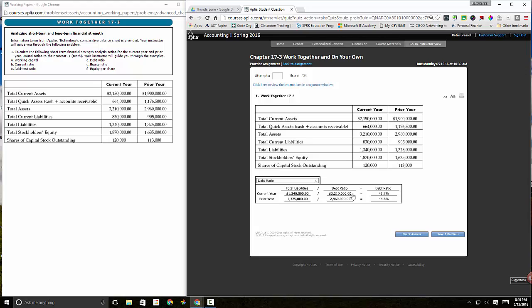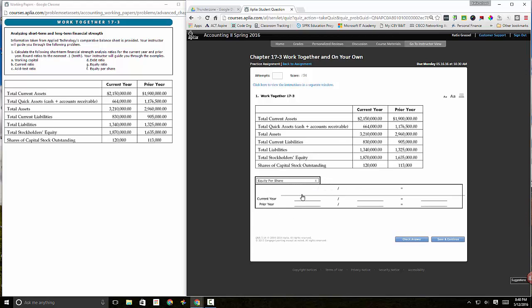For Applied Technology for the current year, for every $1 of assets that it owned, it had to borrow 41.7 cents. The prior year, for every dollar of assets owned, they had to borrow 44.8 cents. So this is going to be a favorable trend because they're borrowing less money this year. Okay, let's take a look at that equity ratio.